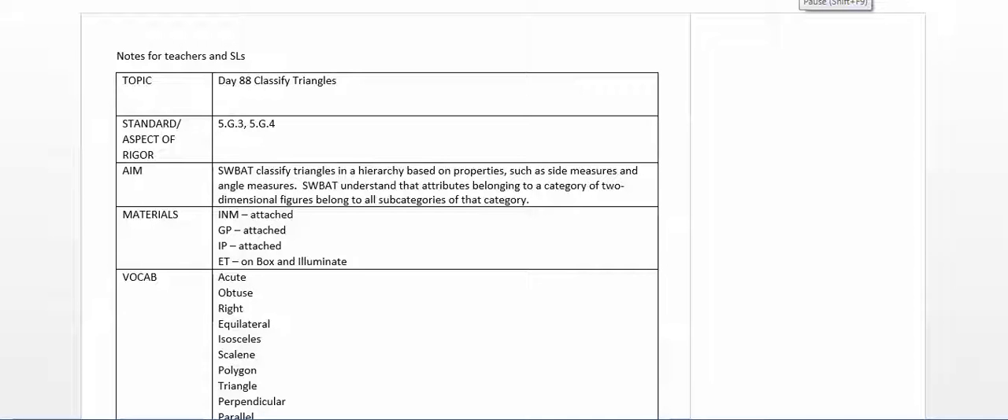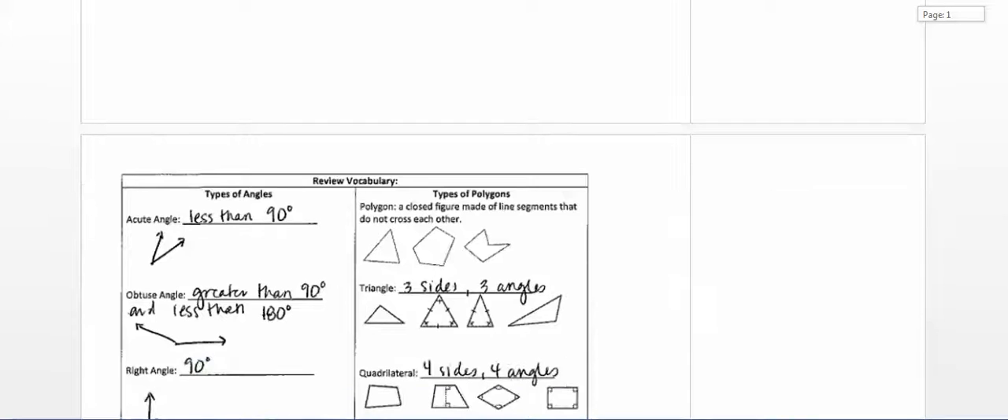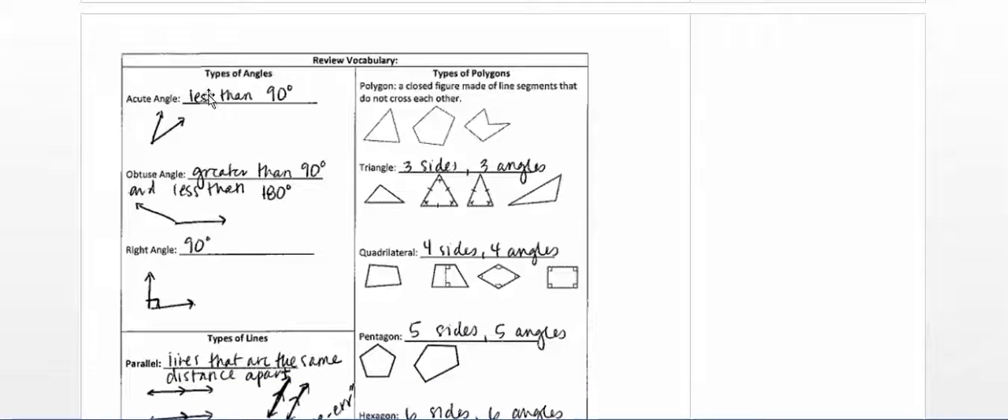All right, we're going to look at the lesson on classifying triangles. This is aligned to 5G3 and 5G4. Our first part of this lesson is all review vocabulary. Students practiced these terms in 4th grade, but we haven't seen them thus far this year, so we're going to go ahead and review them.